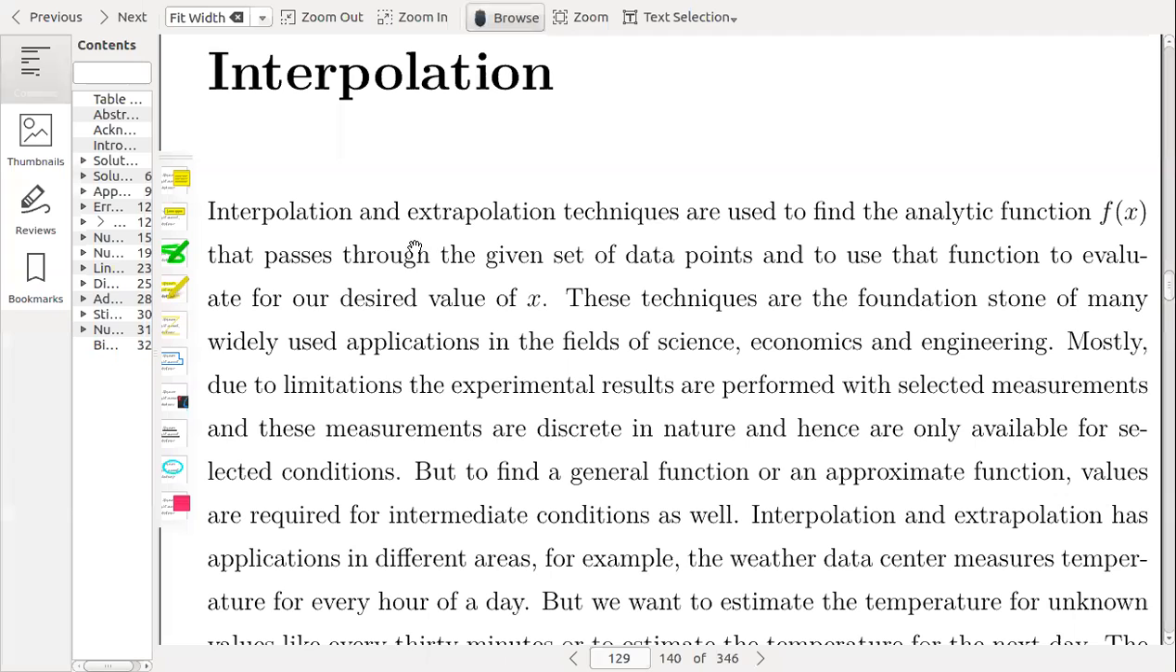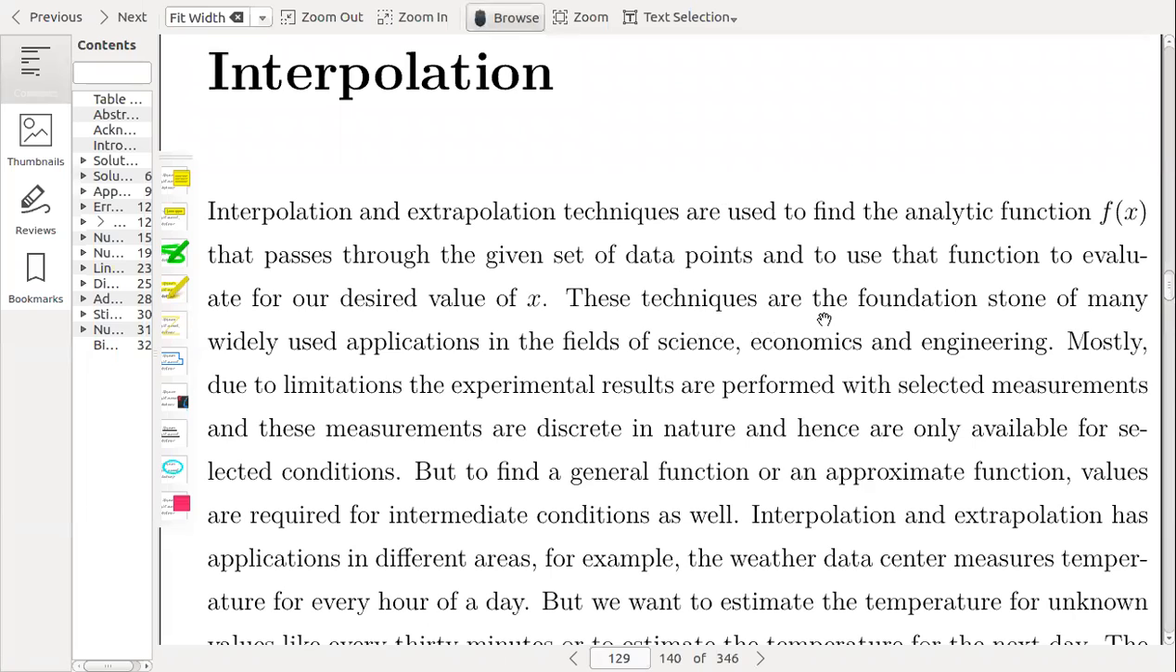It means interpolation and extrapolation are considered to be the techniques or methods that can be used to find the analytic function which can manipulate the given data sets to find the desired value which is not given in the data.